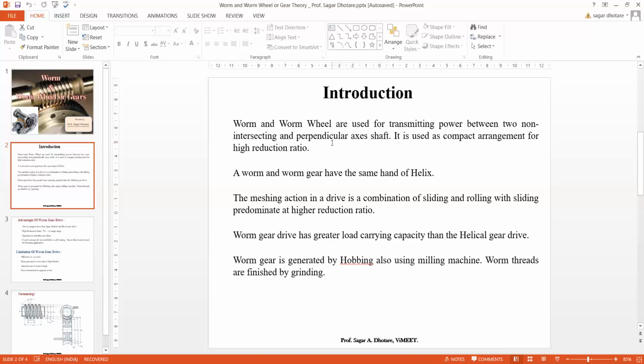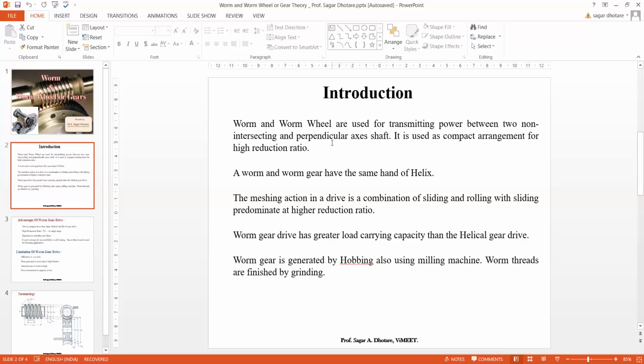The worm and worm gear are similar to a crossed helical gear, but the load carrying capacity of the worm gear is more than that of a helical gear, because there is a huge friction as well as a larger contact area, and because of that it can happen.